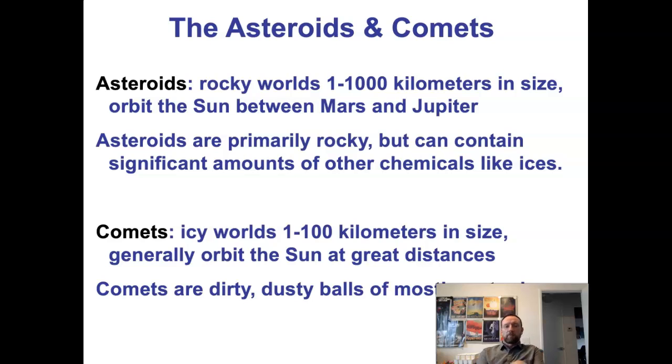Comets are mostly made of ice, and they only get to be between 1 and 100 kilometers. So that's the big difference between asteroids and comets. Asteroids are mostly rock, comets are mostly made of ice, and your typical asteroid is larger than your typical comet. And because comets are smaller, there tends to be more of them. Okay.